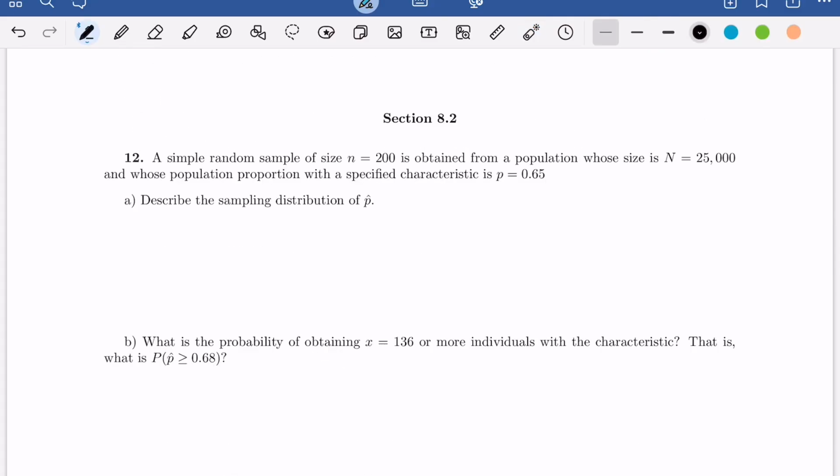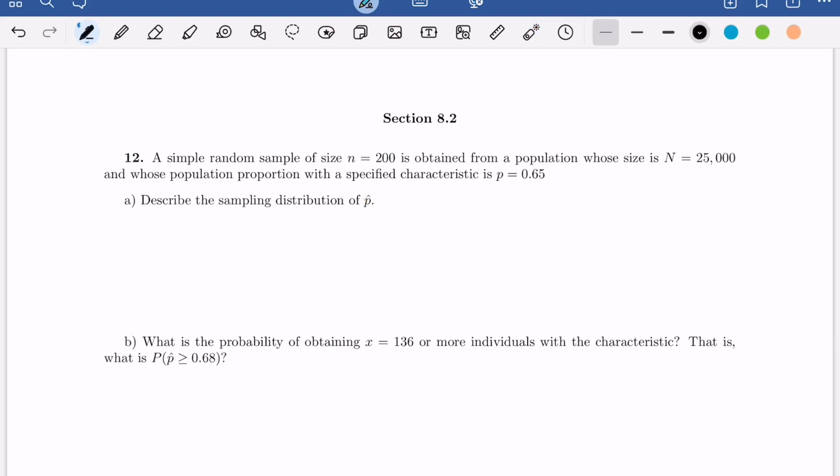This brings us to section 8.2, where now we're looking at the distribution of the sample proportion. So for question 12 here, a simple random sample of size 200 is obtained from a population whose size is 25,000 and whose population proportion with a specified characteristic is 0.65. First we want to describe the sampling distribution of our sample proportion, this p hat here.